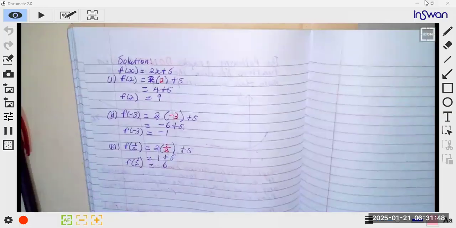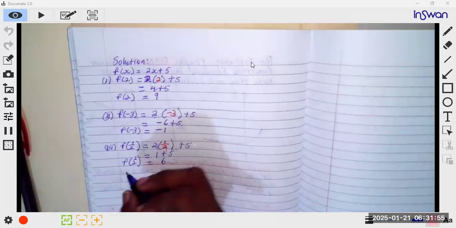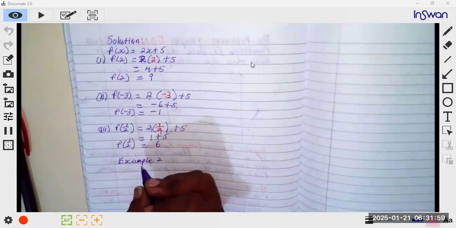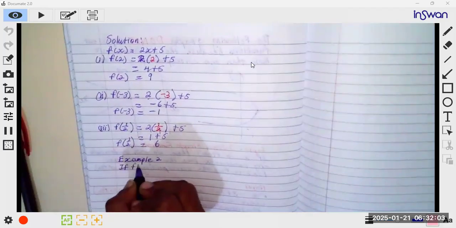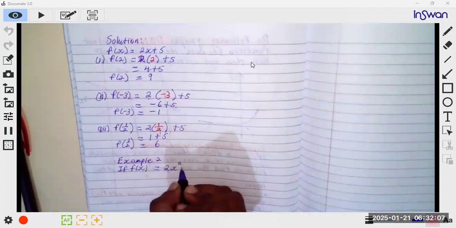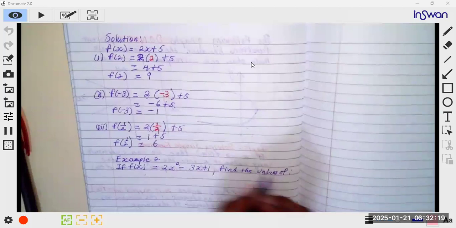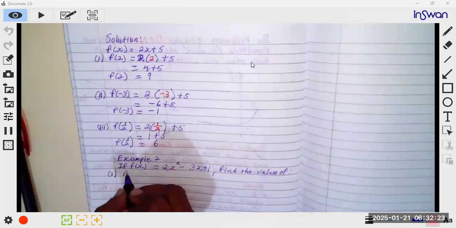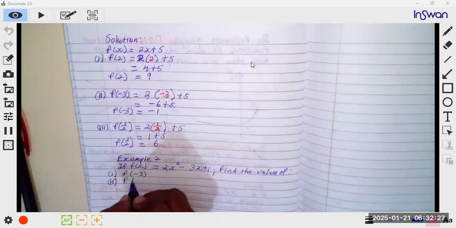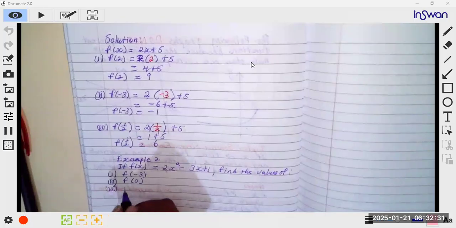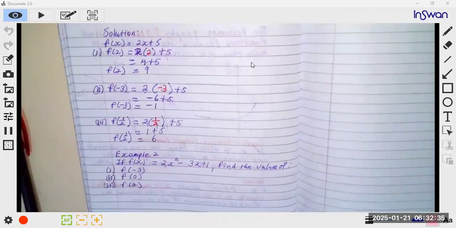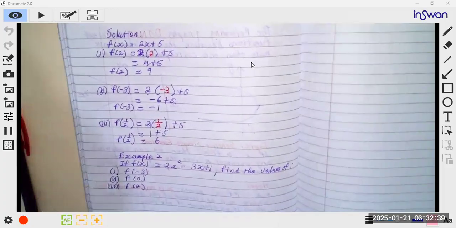All right. Now we can get complicated, like if you're given an example like this. So take down this example. Example 2. If f of x is equal to 2x squared minus 3x plus 1, find the values of 1, f of -3, 2, f of 0, and 3, f of 2.